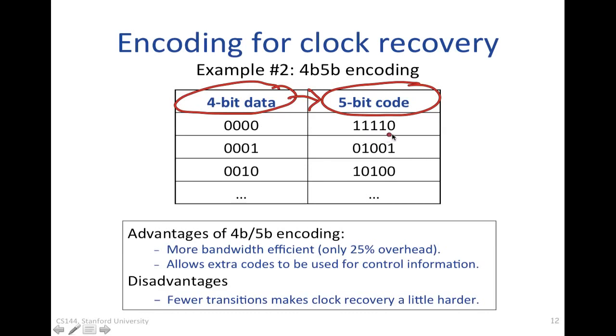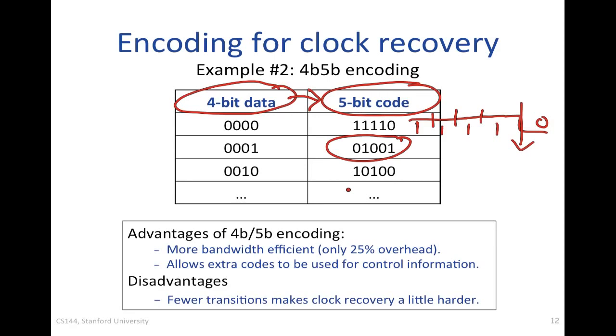So I'm guaranteed if I send this on the wire, 11110, that there is a downward transition during that code. This code has 2 transitions in it, or actually 3, from 0 to 1, 1 to 0, and then 0 to 1 again. This one has from 1 to 0, 0 to 1. So I can be sure always that there are some transitions within that 5 bits.